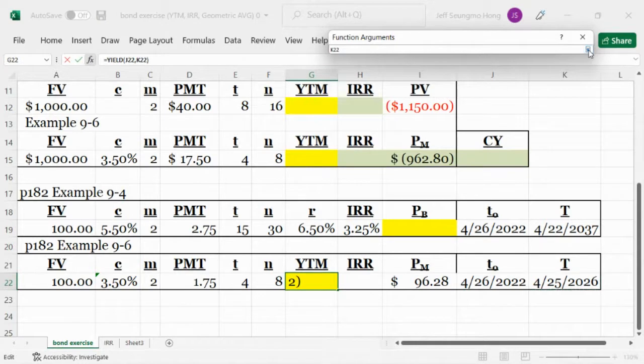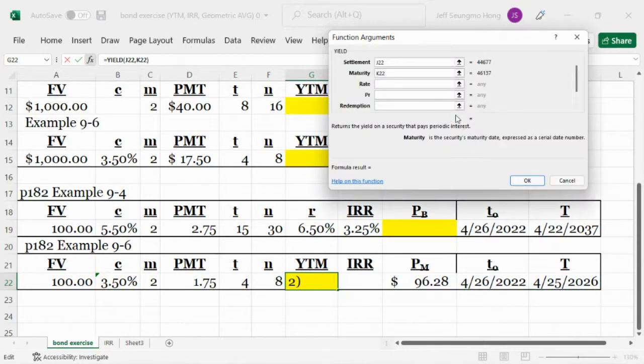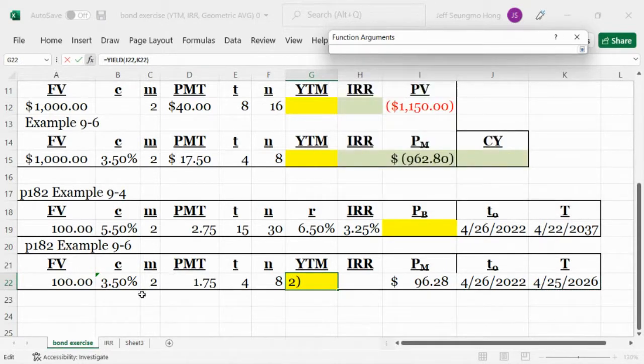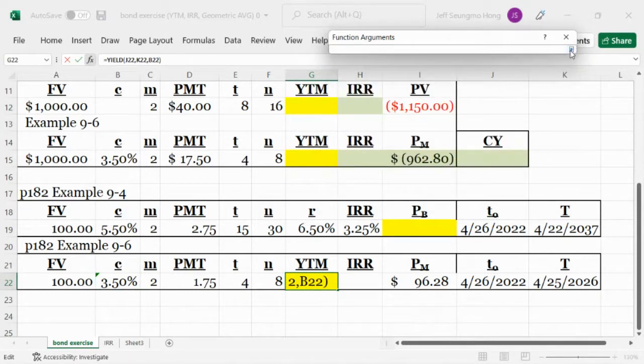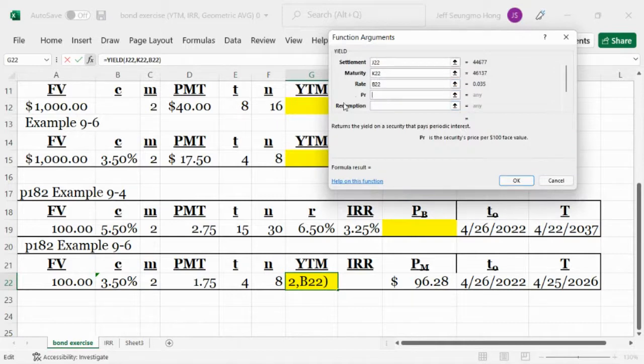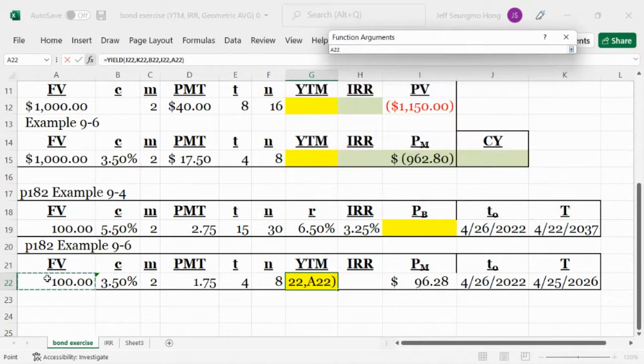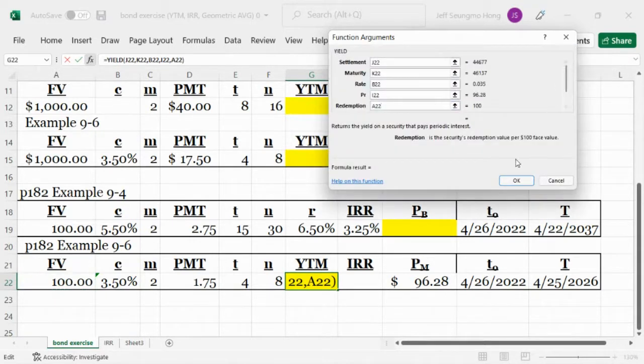Maturity means maturity date. This is the maturity. You enter it like this. Rate means coupon rate. This is the coupon rate. You enter it. This is the price, right? And then redemption means, yeah, we know face value, par value, maturity value, redemption value, right? Enter that.